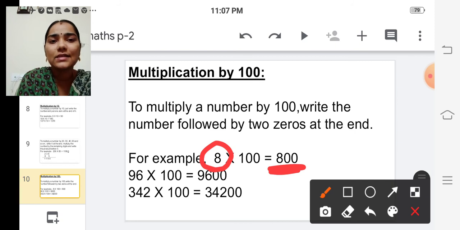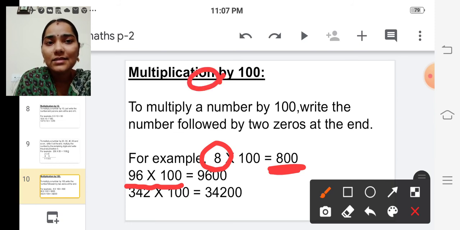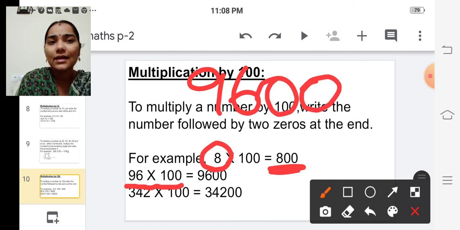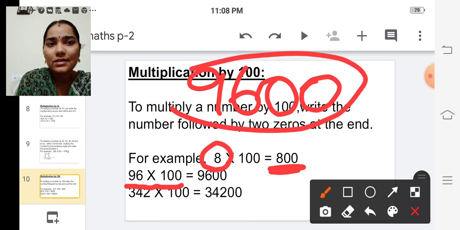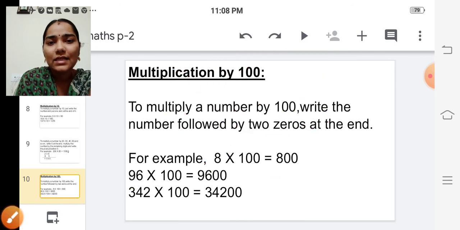Yes. See the next example. 96 into 100. So what we have to do? Write this 96 as it is and we have to put 2 zeros at the end. So the answer is 9600. Is it clear?